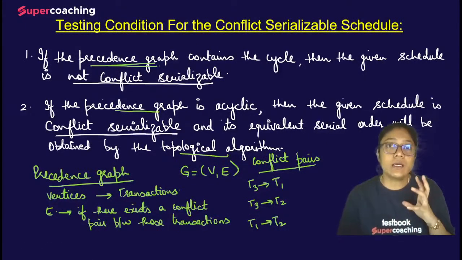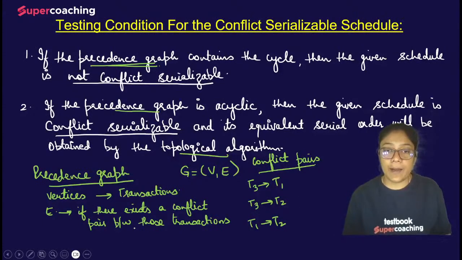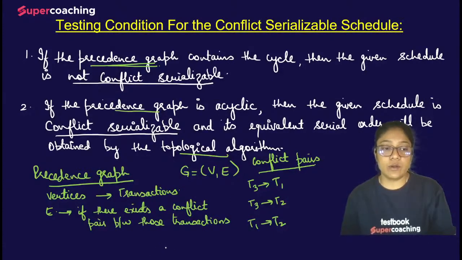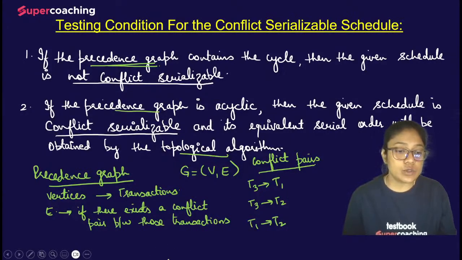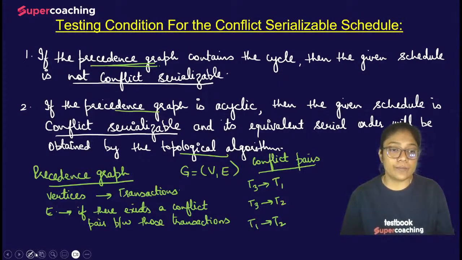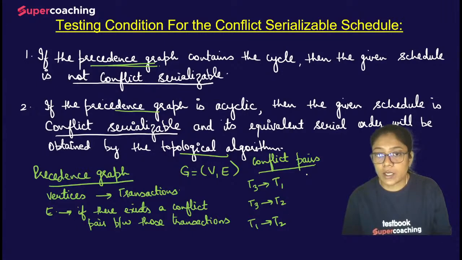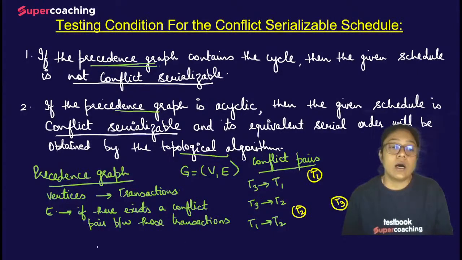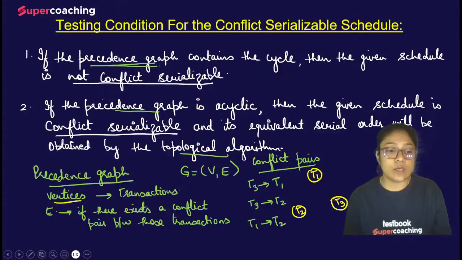तो सबसे पहले graph में कितने vertices होंगे? It depends on the number of transactions. Since here we are having 3 transactions, in our graph there will be 3 vertices, T1, T2 and T3. This is the meaning of the first point, that vertices are representing the transactions. तो हमारे पास यहाँ पे 3 transactions है.